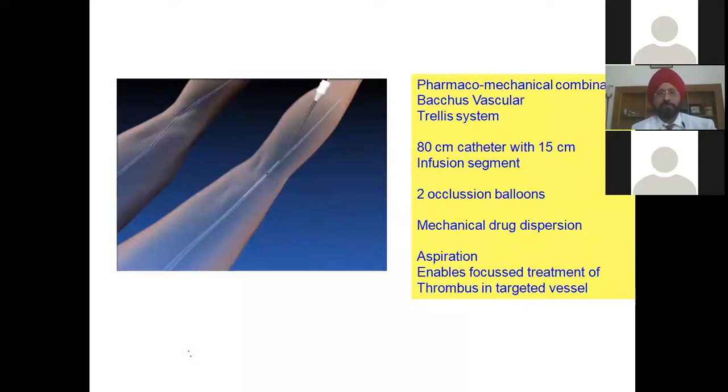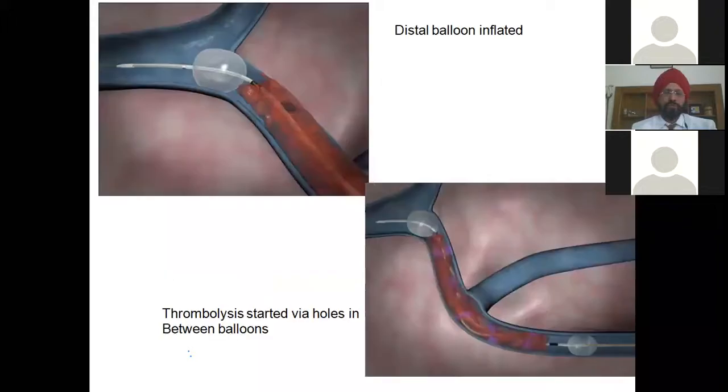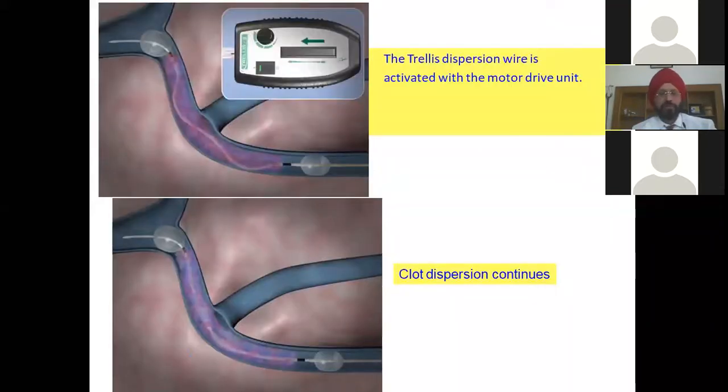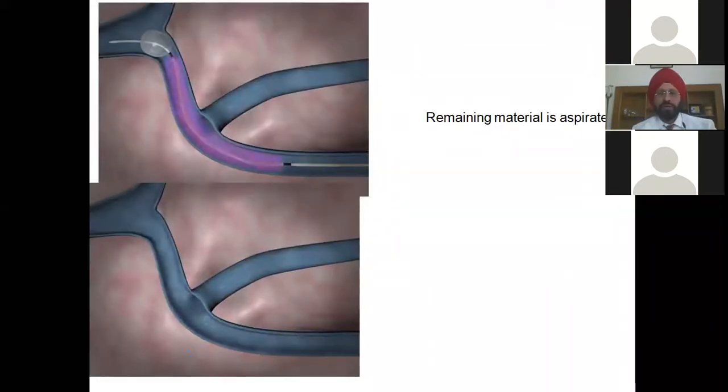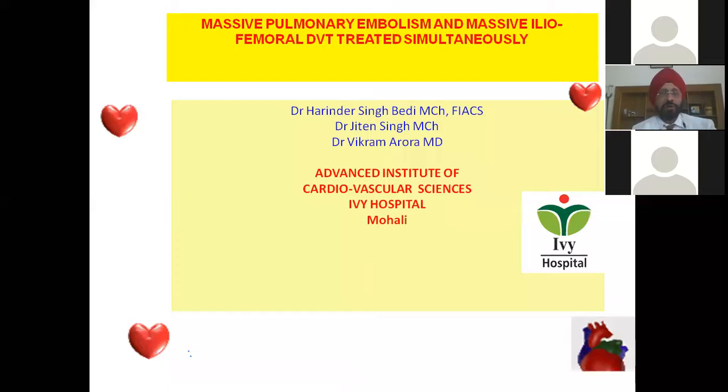Now, there are some which are mechanical combination. One is the Trellis system. I'll just very briefly touch on it. We don't have it; I have not used it. Basically, there are two balloons. You go beyond the clot and inflate the balloons, and then you aspirate it with the machine. So that is Trellis. It supposedly works well, especially where you do not want to give, or you cannot give, a high dose of thrombolytic, or you can't give a thrombolytic.